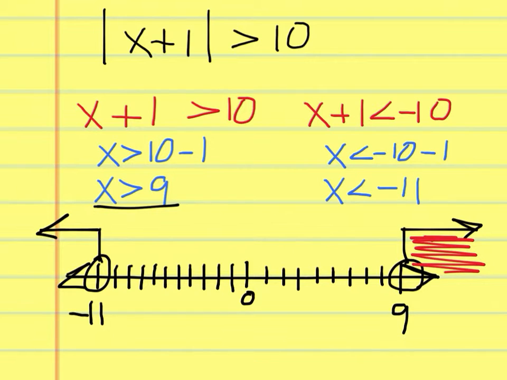And then over here on this side, choose a negative 12. Negative 12 plus 1 is negative 11. Absolute value is 11, which will be greater than 10, so that is true. Here is your solution here on the graph.